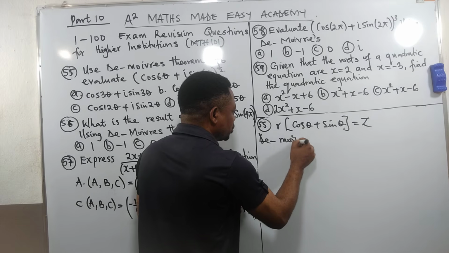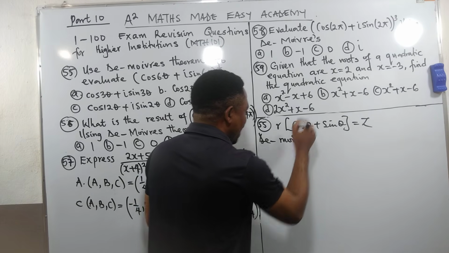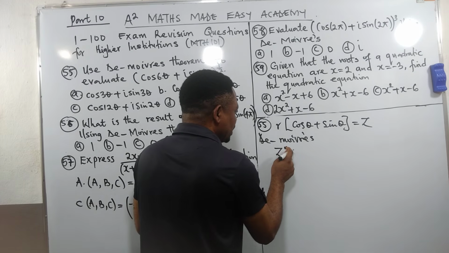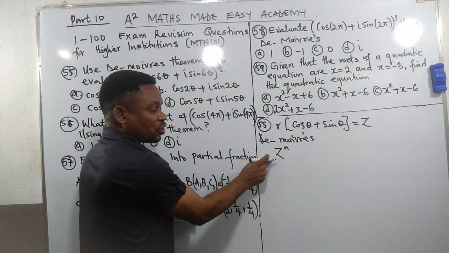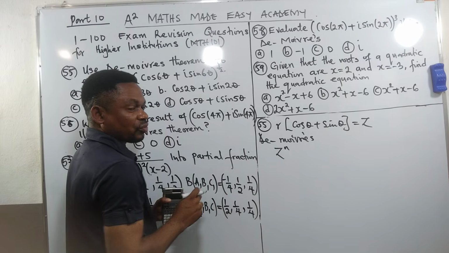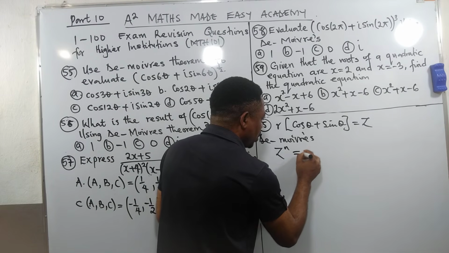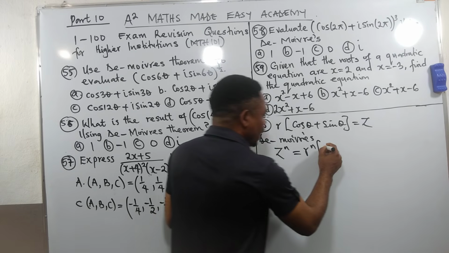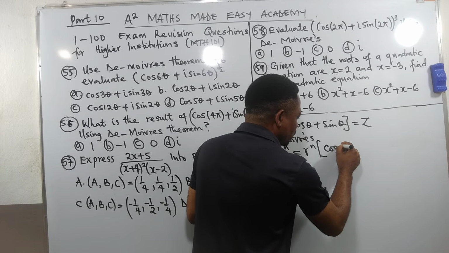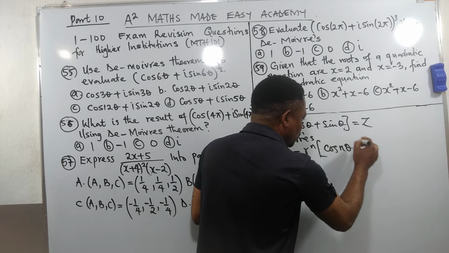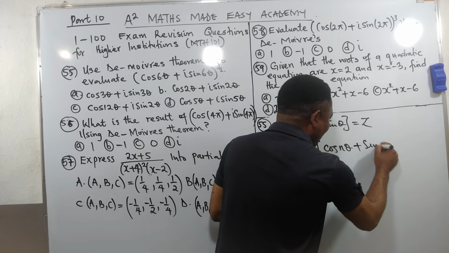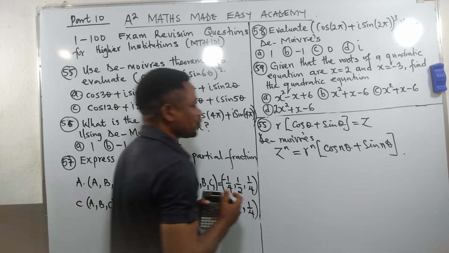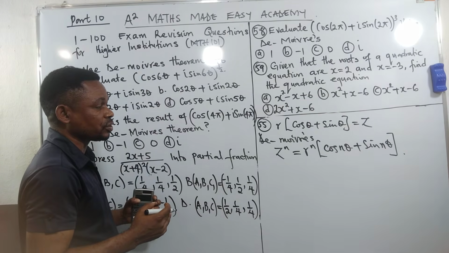According to De Moivre's theorem, z raised to the power n, which is the power or roots of a complex number, is equal to r raised to the power n times (cos nθ + i sin nθ). This is De Moivre's theorem.